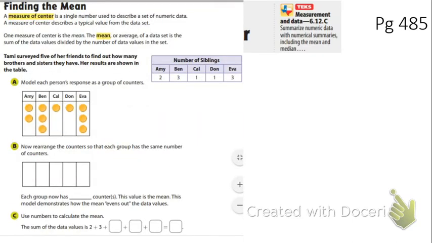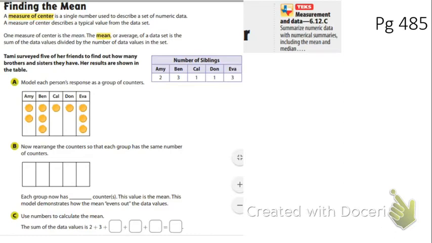All right, so finding the mean. A measure of center is a single number used to describe a set of numeric data. A measure of center describes a typical value from the data set. One measure of center is the mean. The mean, aka the average, of a data set is the sum of the data values divided by the number of data values in the set. Remember, guys, sum means to add, which means that you add up all the data values and then you divide it by the numbers in the data set.